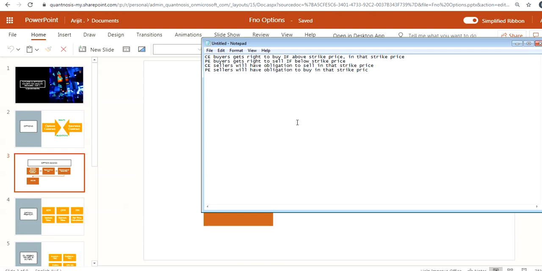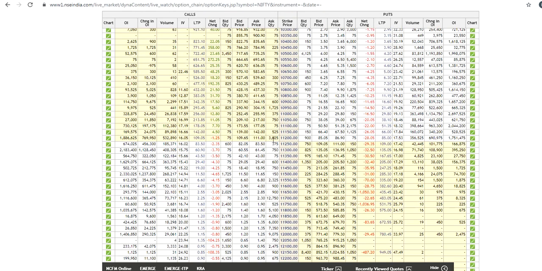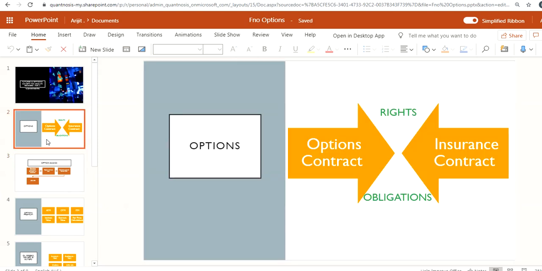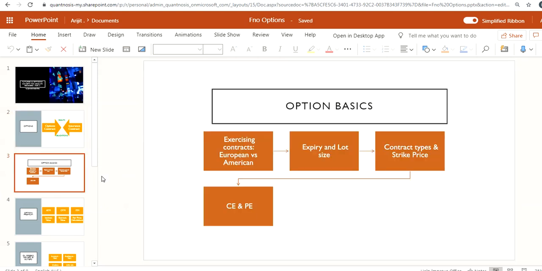So they are basically giving you a guarantee. If price goes below 11,200, you can still sell your item at 11,200. If price goes above 11,200, you are getting a guarantee that you will still be able to buy at the lower price of 11,200. That's how the option sellers give you a guarantee, and you are paying the premium because of that guarantee. It's almost similar to an insurance contract.